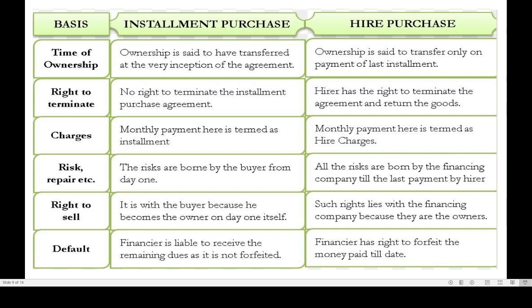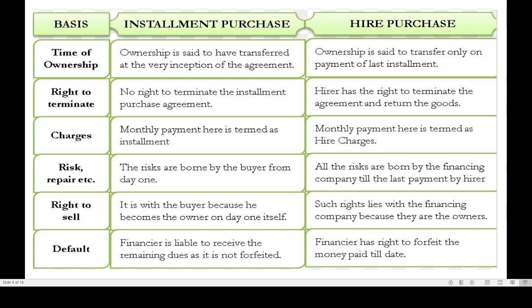Second one, the right to terminate. Under installment system, once you agree to the agreement, you become the owner of that particular product. Later, you cannot deny. For example, I purchase a phone by using EMI, but I cannot say after paying 2 EMIs, no, I don't want this product, I won't pay the EMI. That option is not there under installment system. But under hire purchase system, anytime you can terminate your agreement.